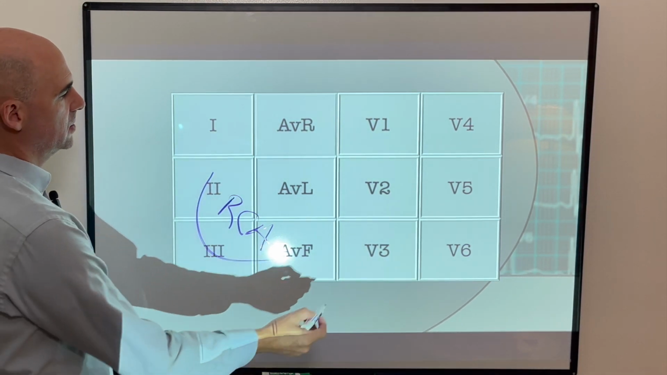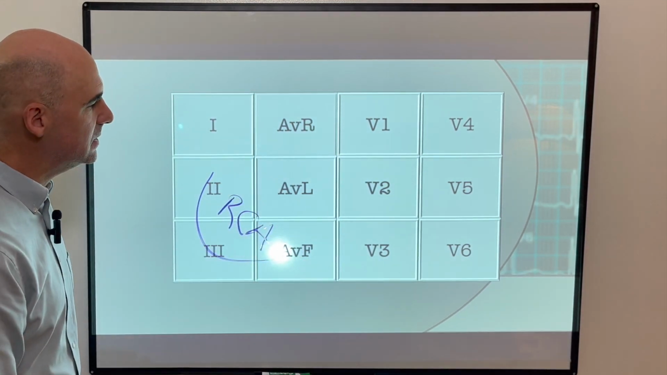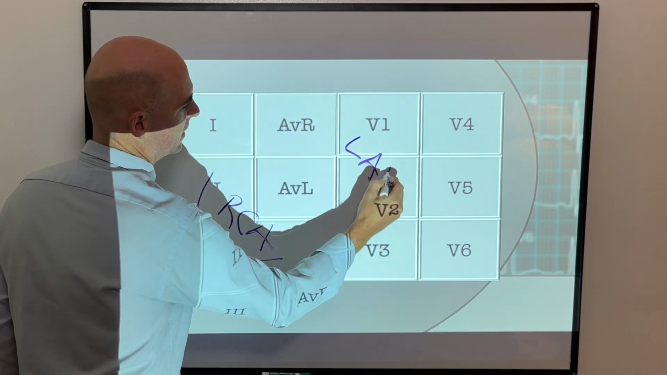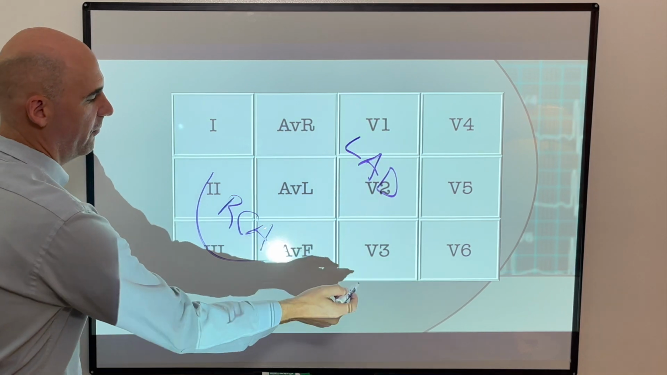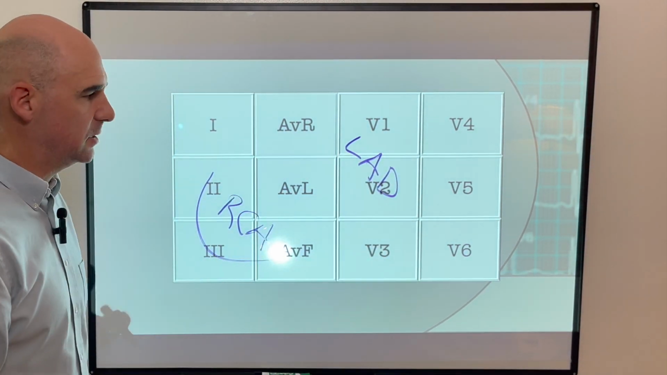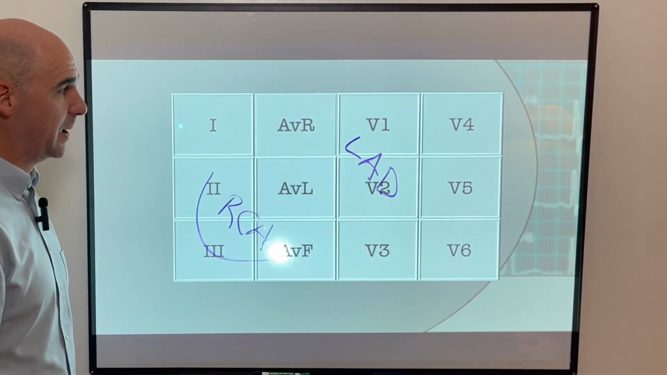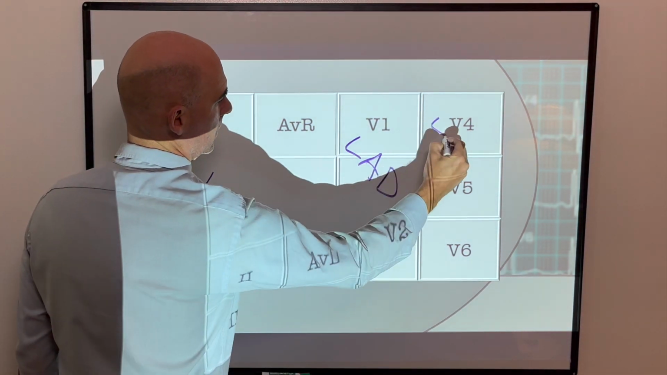If we come over here in terms of our leads V1 and V2, we think of those as our septal leads, and that's going to get its blood supply from the LAD, the left anterior descending artery. The same will go for our V3 and V4. That's what we refer to as our anterior leads. Well, we said that the left anterior descending artery perfuses that part of the heart. So this is also going to be the LAD.